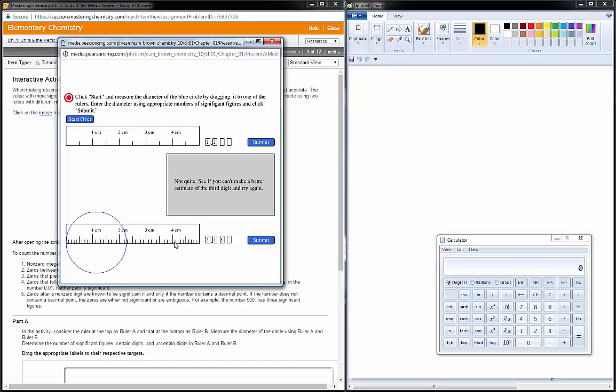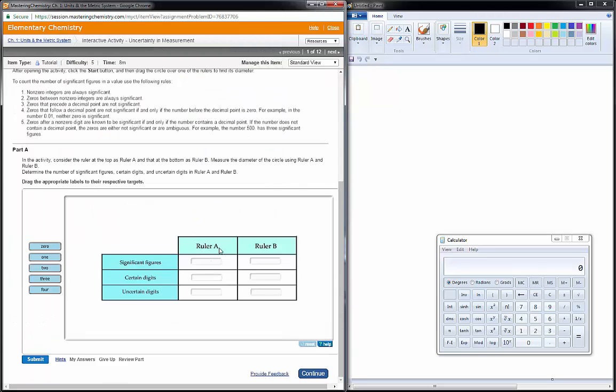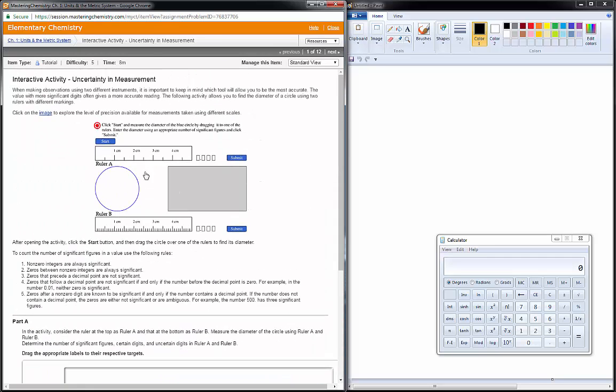It's hard to tell. Ooh, they're going to tell me they want a better... 2.26 maybe. There we go. See, I couldn't quite tell whether it was 2.25 or 2.26 because this last digit is a little bit squishy. Okay, so now that we've measured, we can say that ruler A, this one up here, had one certain digit and one that was uncertain.